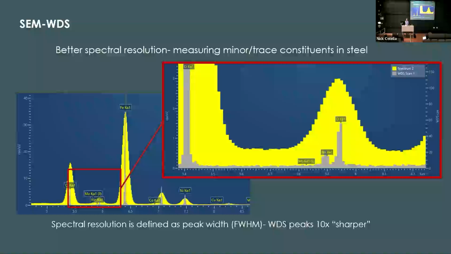Sure, that makes sense. And you don't need it all the time, right? In most cases, honestly, EDS, if you do a good job of it, is more than sufficient. But WDS is something we can do when it's not good enough. So I've blown up a little area here where, from the EDS, it looks like we have one peak for chromium. But on the WDS, because we have such narrower peaks, we're able to see there's actually a small manganese peak hiding in there as well.